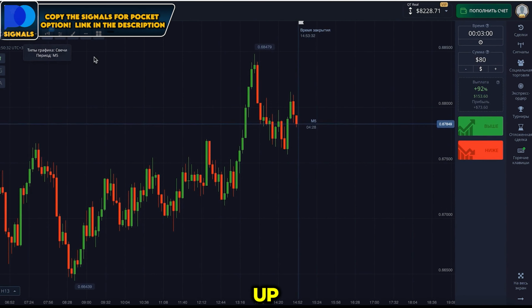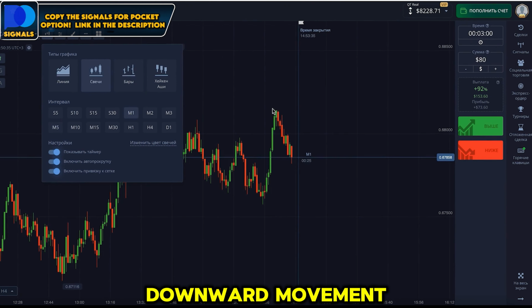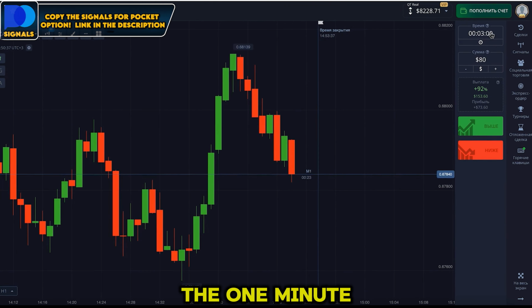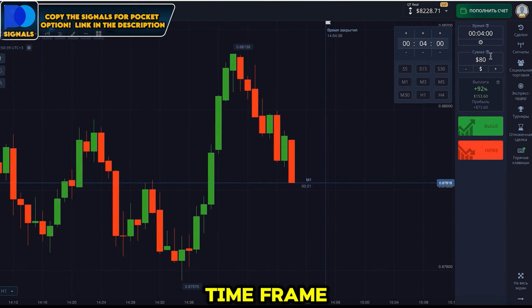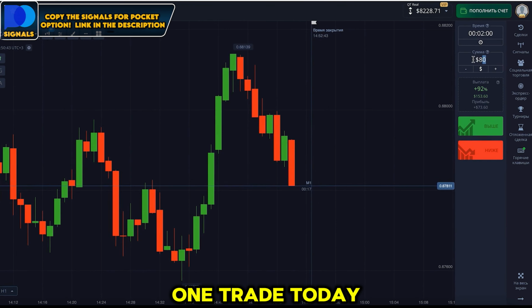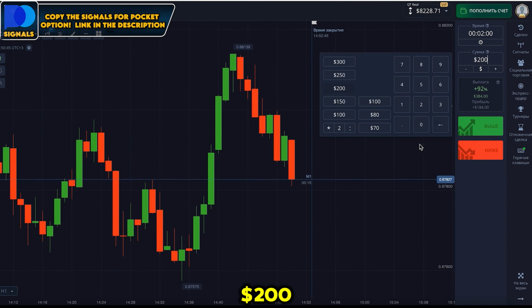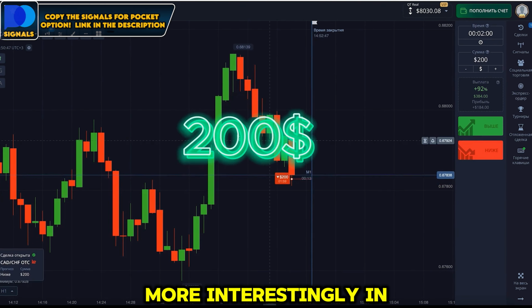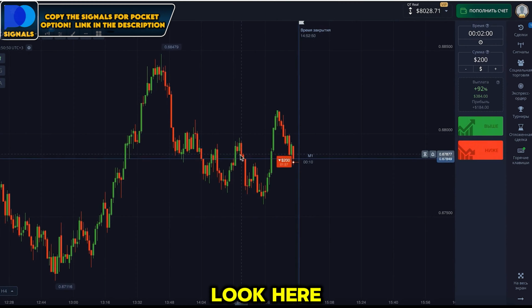Look at catch-up. I would actually work on a downward movement. Let's switch to the 1-minute time frame. Now I'm switching to the 1-minute time frame, and we'll take one trade today. And let's take $200. I want to trade a bit more interestingly. In general, look here, why I took a downward position on this currency pair.